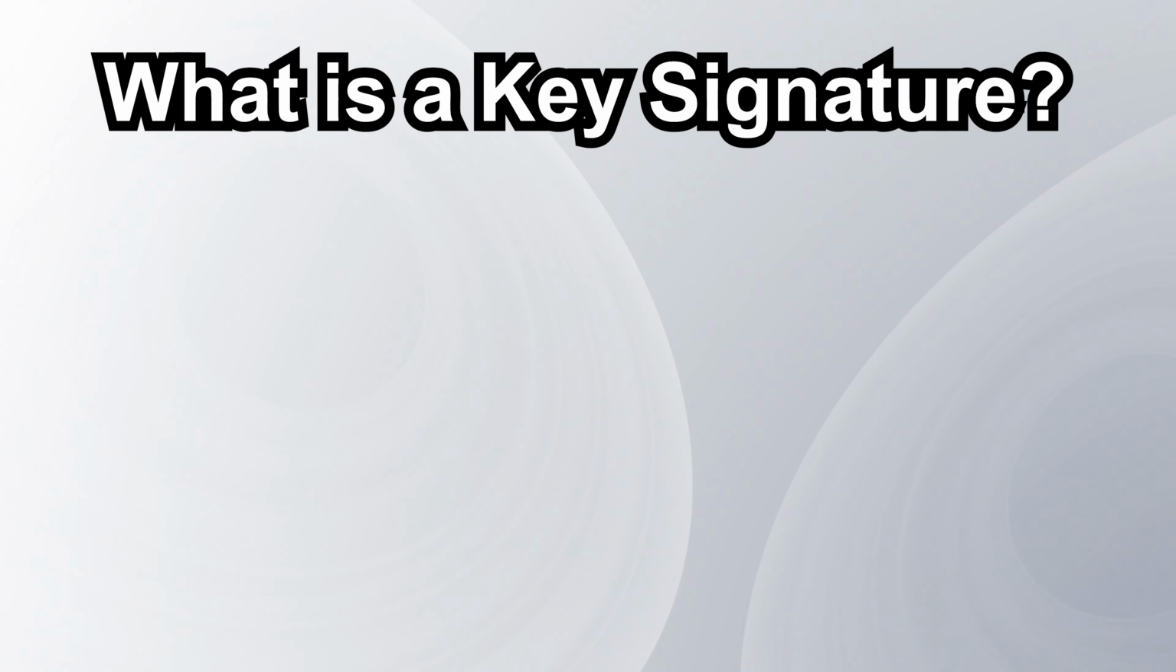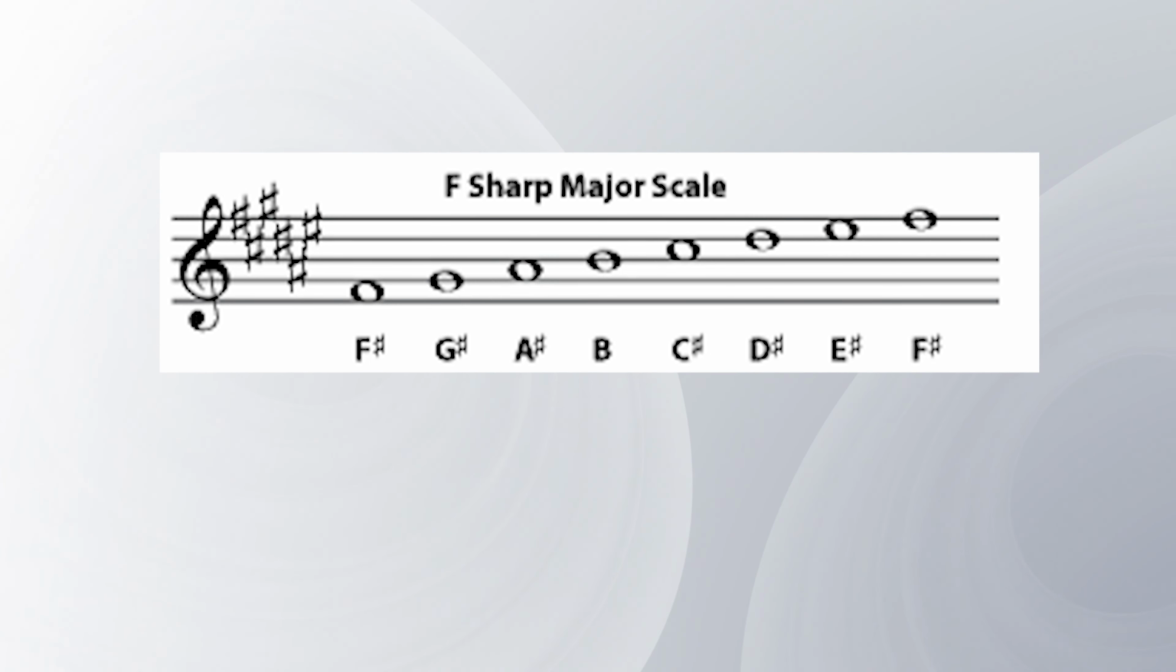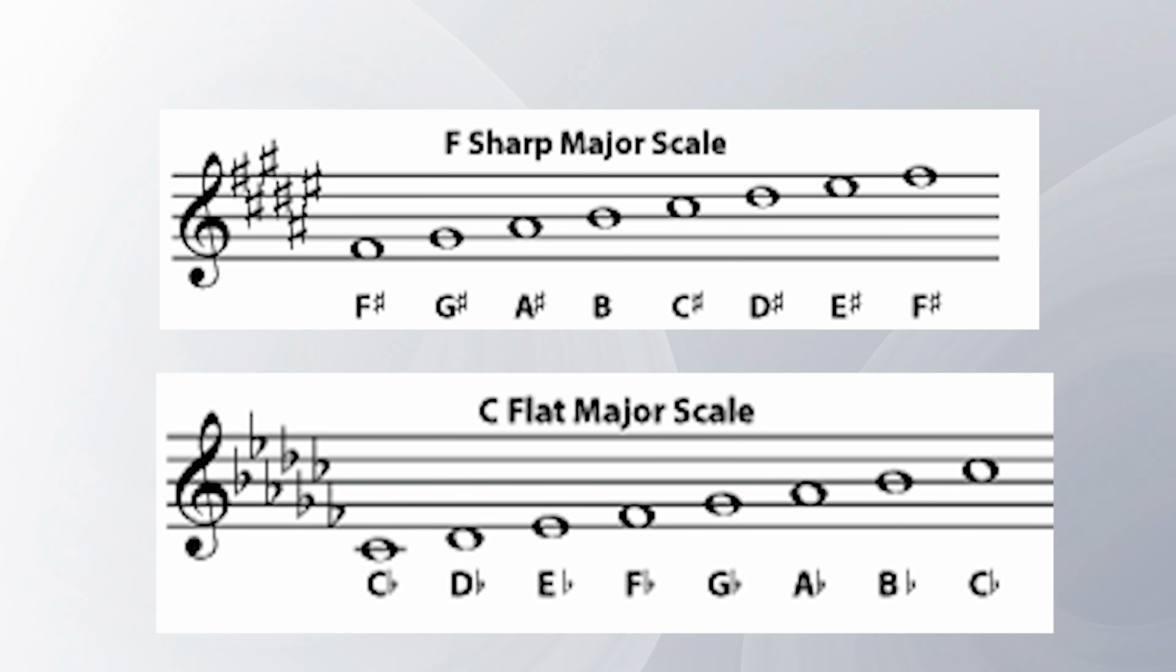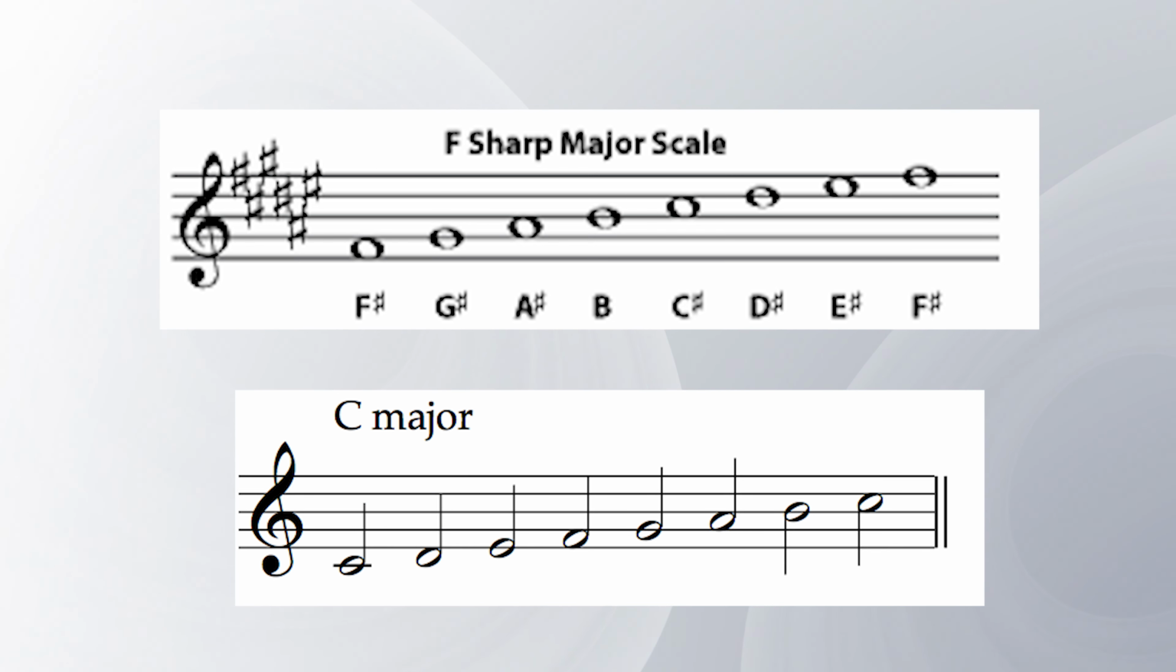So what is a key signature? Think of it as the overall musical setting, or the main rules for a piece of music. It's placed at the beginning of the music staff, right after the clef. It tells you which notes are consistently played as sharps or flats throughout the entire piece. For example, if the key signature has an F sharp, every F note in the piece will be played as F sharp.